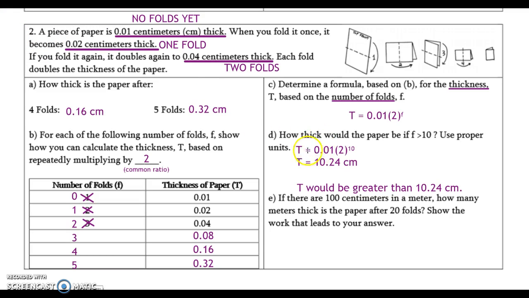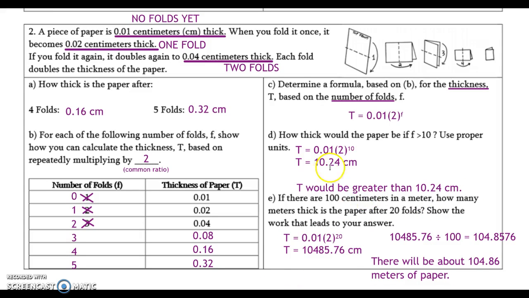And that should have been pretty straightforward of you to substitute in that value and get 10.24 centimeters. So now we are looking for the thickness of the paper if F is greater than 10, so that means that T must be greater than 10.24 centimeters. If we have 11 folds and 12 folds, 13 folds, etc., that would be more than 10.24. So if there are 100 centimeters in a meter, how many meters thick is the paper after 20 folds? Show the work that leads to your answer. So we'll find the number of centimeters after 20 folds, then we'll divide that number by 100 to get the number of meters. Try that now.